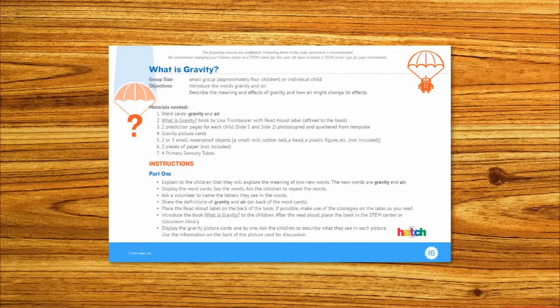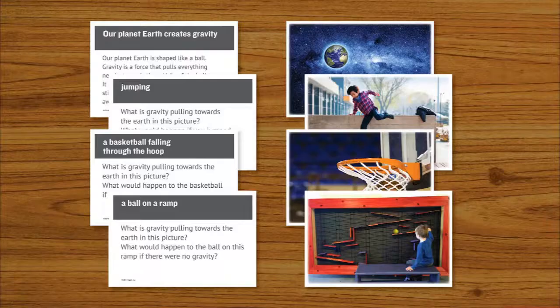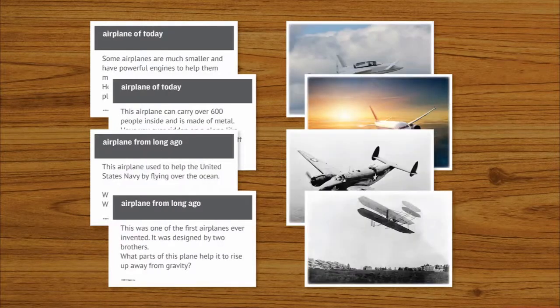The first activity, What is Gravity?, introduces the concept of gravity and air resistance. First, children will receive an introduction by participating in a teacher-led read-aloud. Afterwards, they will use the picture and word cards with fun facts to continue building that foundation. These picture cards encourage a discussion of gravity's impact on our everyday lives. The back of each card contains a fun fact and questions to make the concept of gravity more meaningful and familiar.